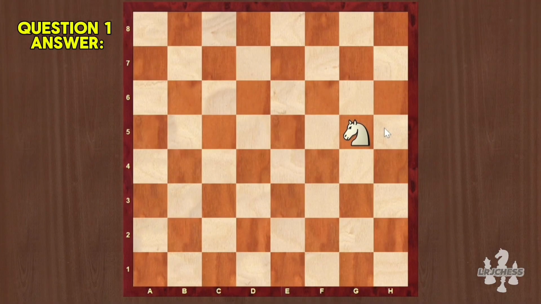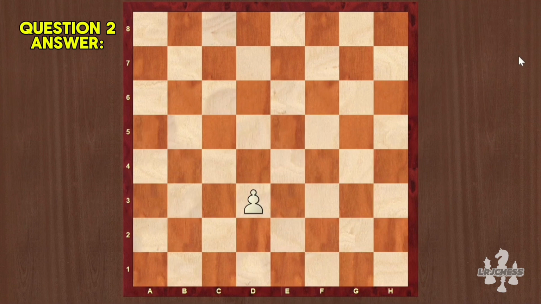So this was question number 1, asking how many squares the knight could move to. And if we follow along the L-shape pattern of the knight, we can see that the knight has 6 squares that it can go to in this position. So the correct answer would be 6.